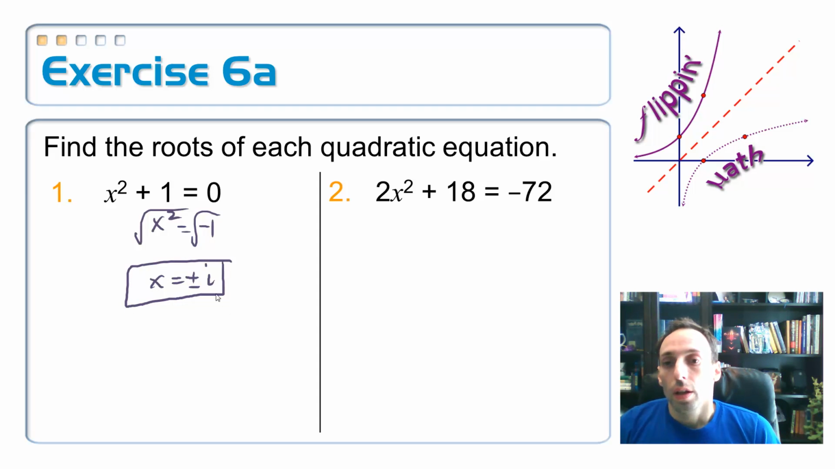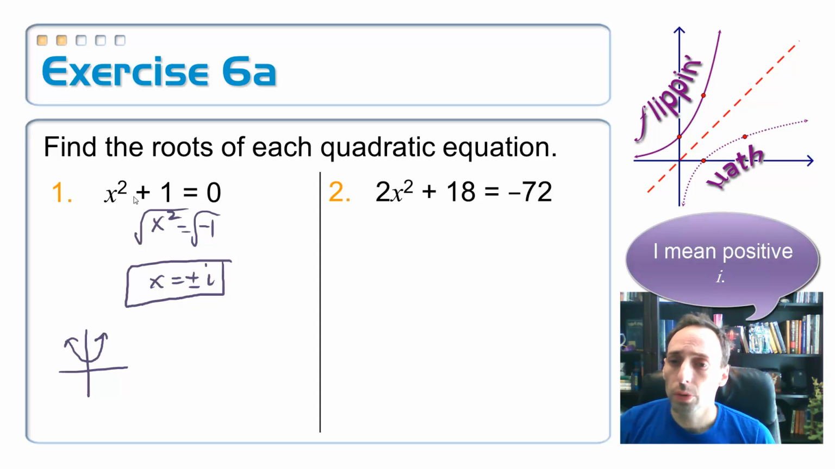Now, positive i and negative i, those aren't going to be on the x-axis. So whenever I go to graph this thing, it'd be up above the x-axis. However, if I stick in positive 1 here, it would still make the equation equal to 0.